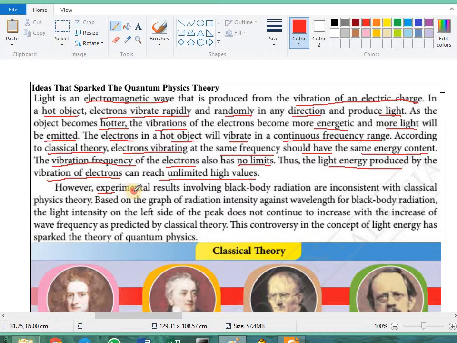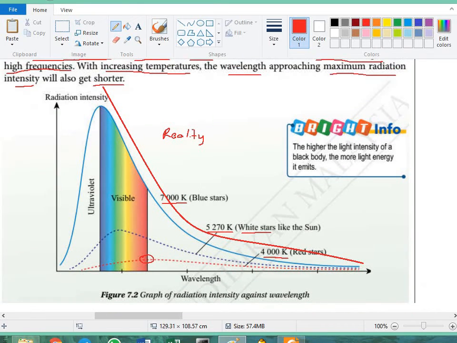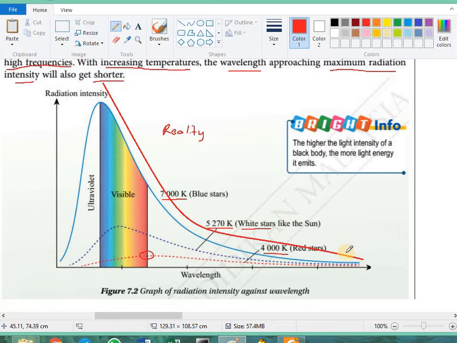However, experimental results involving black body radiation are inconsistent with classical physics theory. This is what we talked about just now. The theory is like this, going up to infinity, but in reality the amount of energy released will go up, and then when it goes to very high frequency, it will decrease.